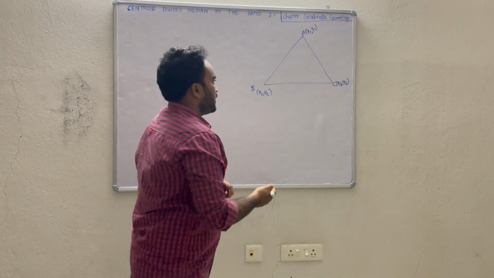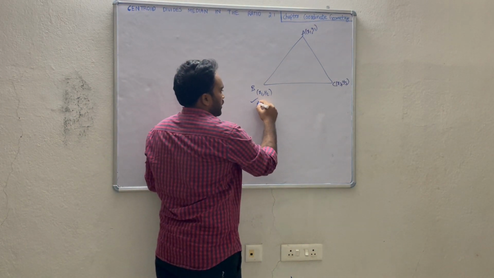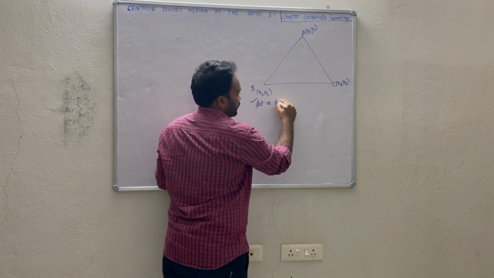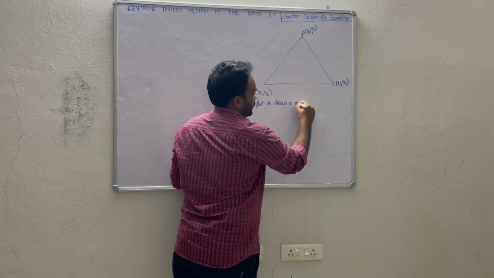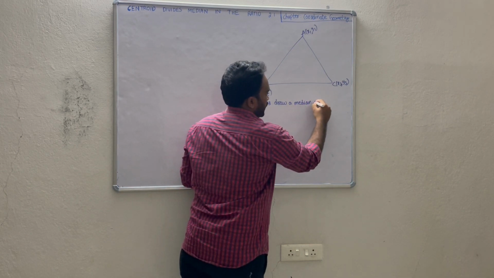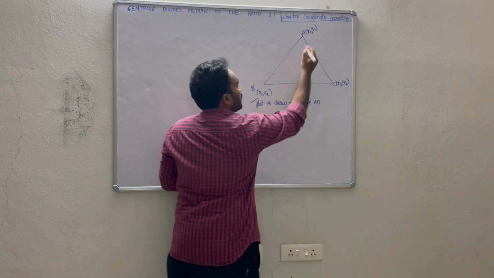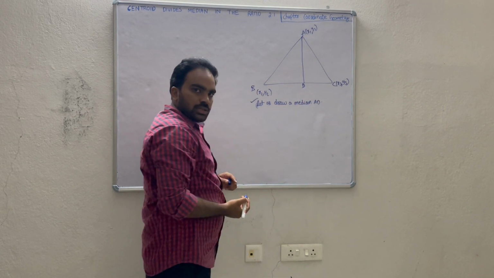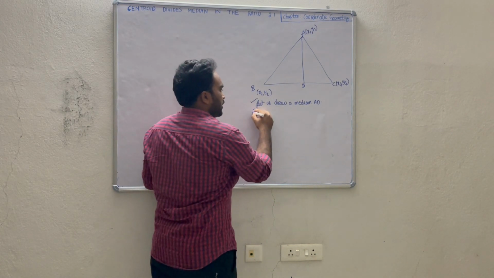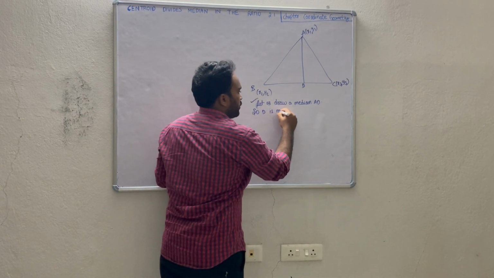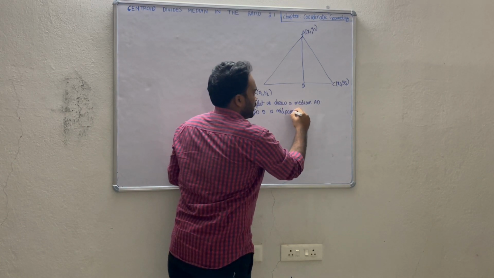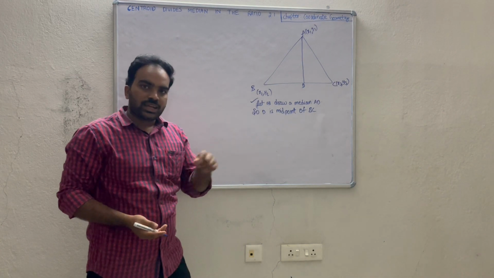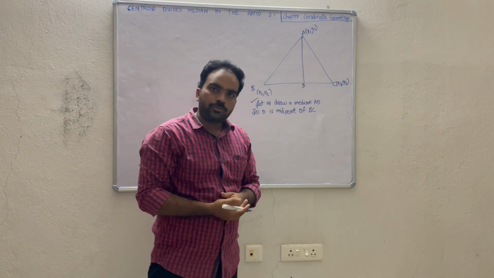The first one is about the median. Let us draw a median AD, which means AD is the median. So D is the midpoint of BC. Why is it the midpoint? Because a median will divide the opposite side into two equal parts, right? So D is the midpoint of BC.